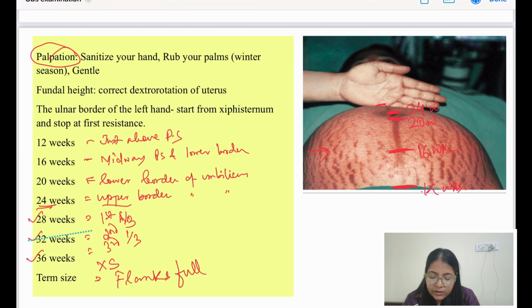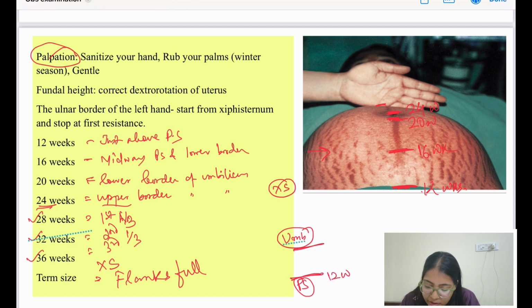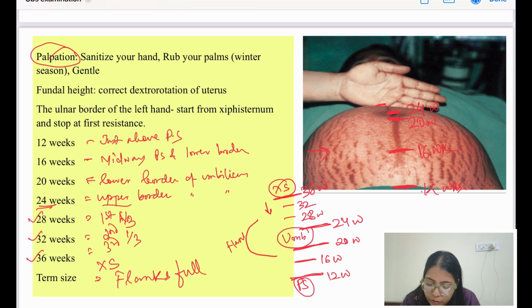So this is how it is. There are 3 points: xiphisternum, then umbilicus, and then pubic symphysis. Up to pubic symphysis 12 weeks, lower border of umbilicus 20 weeks, between this 16 weeks, upper border of umbilicus 24 weeks. Here you divide it into three equal parts. First part will be 28, then 32, then 36, and then at term it will decrease, but the flanks will be full. Okay, so you got it. This is how we note the fundal height.